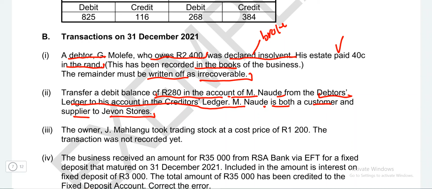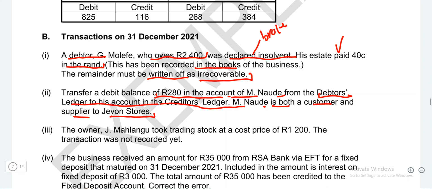For example, let's say it's me, Mr. Chauke, running a cleaning company, right? I'm a supplier of the school, but at the same time, the school becomes my customer because they buy from me. You get my point? So this is normal to have someone as a debtor and also as a creditor. I buy from the business, the business buys from me. That's all. Okay, so now here they're saying that we need to transfer a debit balance of 280.